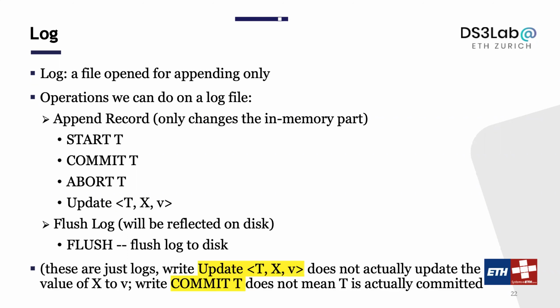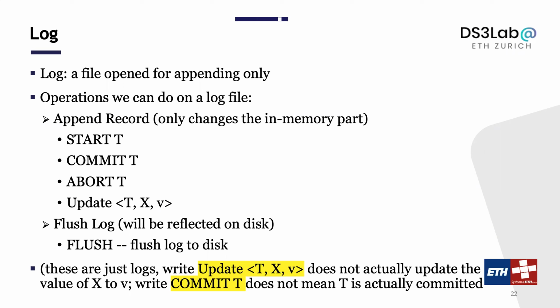I also just want to get on the same page. These are just logs. Whenever I write in my log file that transaction T updates X to 10, it doesn't mean that X is actually updated on my hard drive, because they are just log records. It means nothing. When I actually write commit T, it doesn't mean T is committed. It's simply one record. Down the road, we are going to look at how to associate these records with their real meaning.